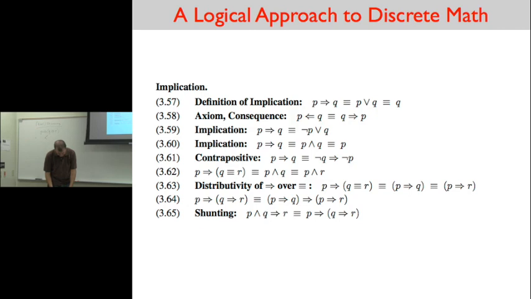3.70? Okay, so P and Q implies P or Q equivales P equivales Q. I think it's the other way around. It's P or Q implies P and Q equivales P equivales Q. Okay, now I have a suggestion for you here. That's 3.70.